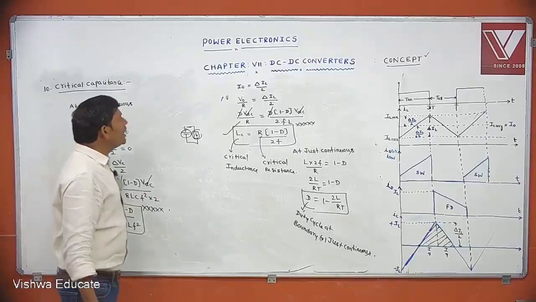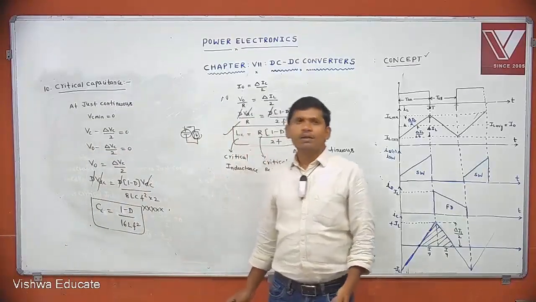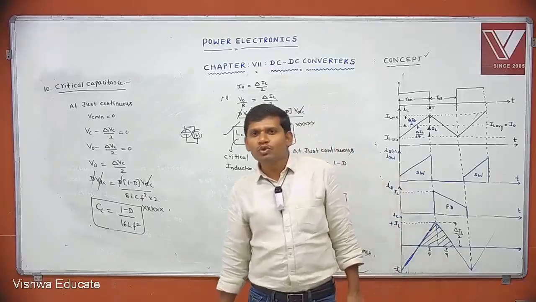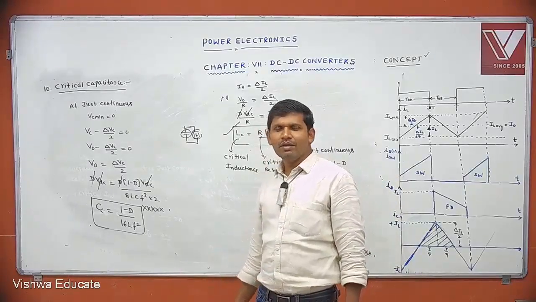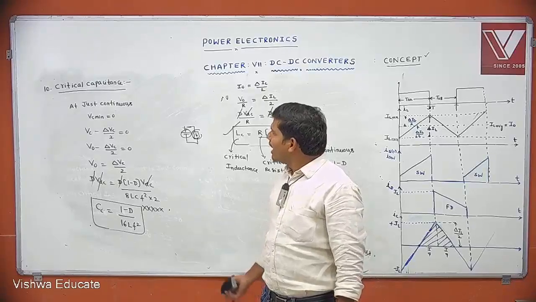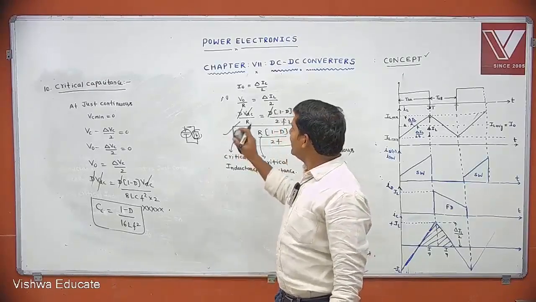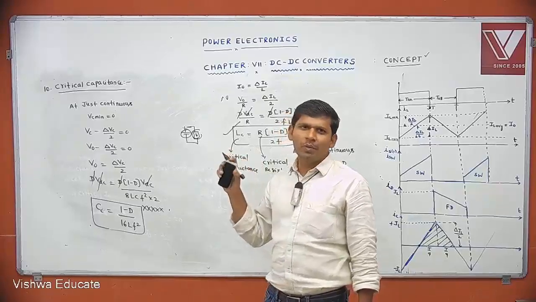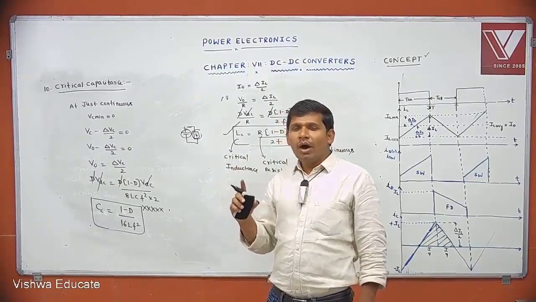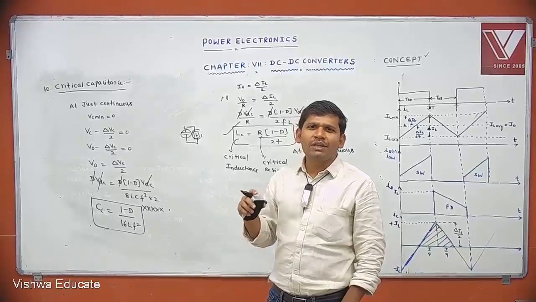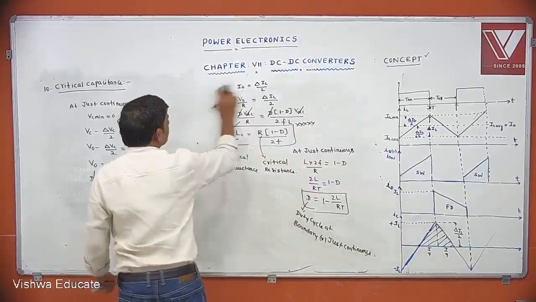Okay, this is the calculation of various parameters in the case of buck regulator or step down chopper. All these 10 parameters I calculated. But in which mode of operation did I calculate all these parameters? Yes, continuous mode of operation. Now I want to give one or two formulas with respect to discontinuous mode of operation. Okay, now let's see.